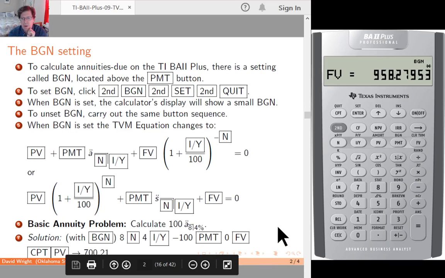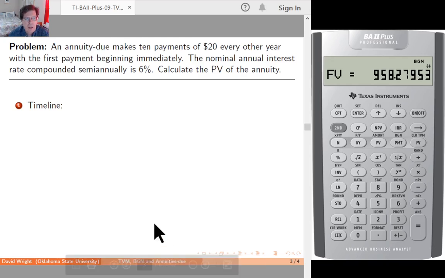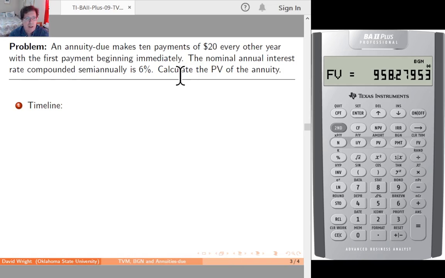Okay, so let's do a problem now. Okay, here's an annuity due makes 10 payments of $20 every other year with the first payment beginning immediately. So the beginning immediately tells us this is, and the annuity due tells us the beginning of period payments. The nominal annual interest rate compounded semi-annually is 6%. Calculate the present value of the annuity.